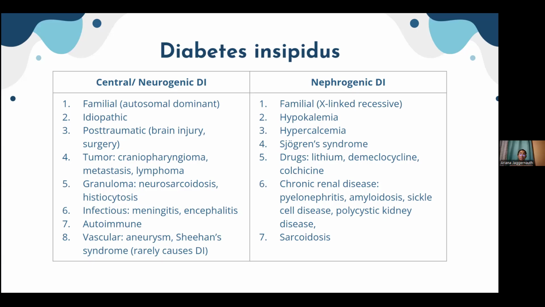In nephrogenic diabetes insipidus, it can be X-linked recessive, can also be due to electrolyte abnormalities such as hypokalemia and hypercalcemia, Sjogren's syndrome, medications such as lithium and colchicine, chronic renal disease, and in cases such as pyelonephritis, amyloidosis, and polycystic kidney disease, as well as granulomatous conditions such as sarcoidosis.